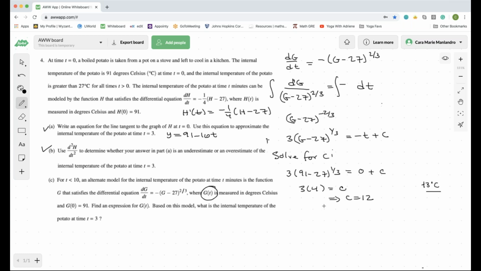Now be careful with what they asked for. So they asked for g, so I've got to solve this thing for g. All right, so 3(g minus 27) to the 1/3 is equal to negative t plus 12 if I divide by 3.